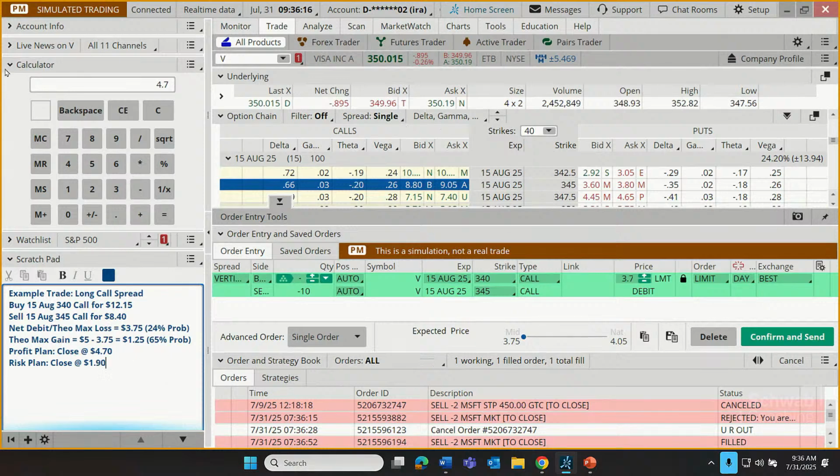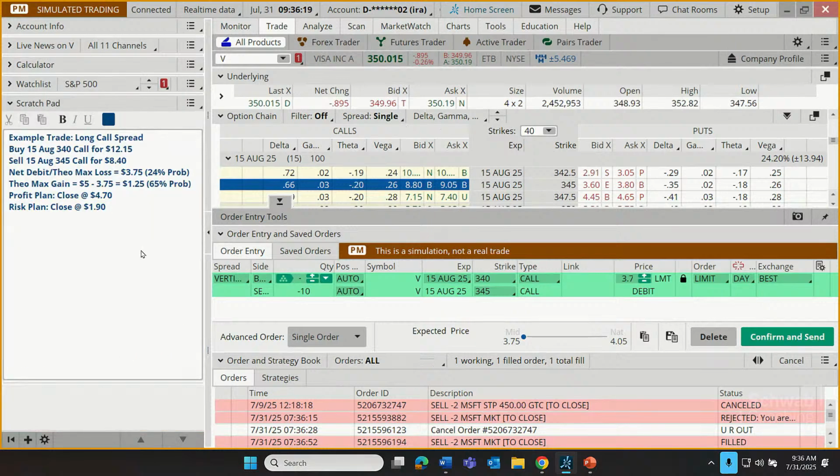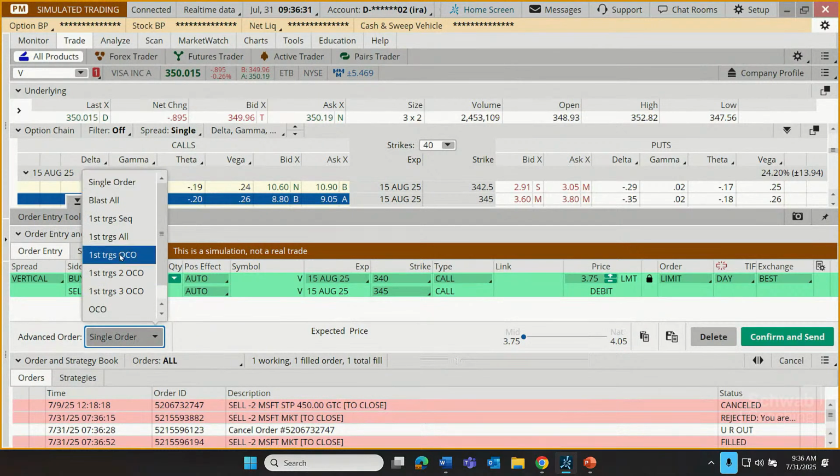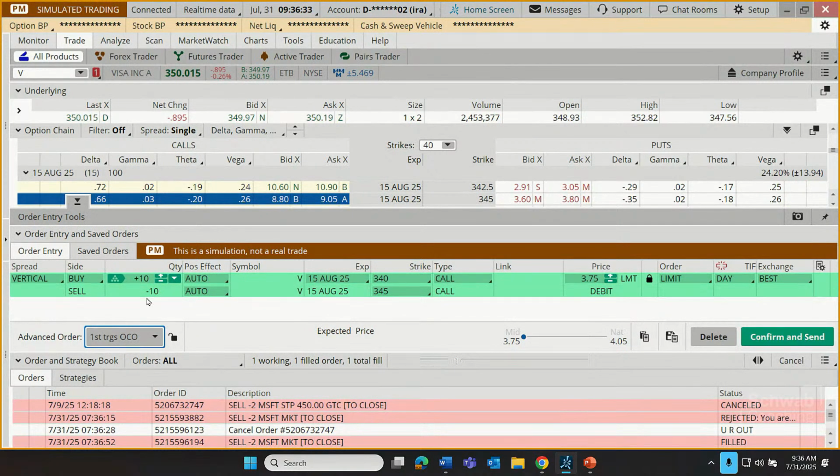So how do we put these two plans into action as closely as we can? Here's how we might do that. So this is an order now to enter the trade. Let's change this from just a single order, which would just be to get in. Let's give ourselves the opportunity to get out. So I'm going to change this from a single order to a first triggers OCO. If the first order fills, it's going to trigger two exit orders to come into play. One to manage profits if they occur, one to help manage the risk if that tends to play out.